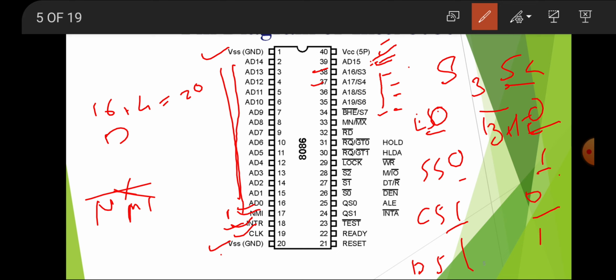Now we are moving towards the next, that is BHE. BHE stands for bus high enable. There is a bar on top, so when it is 0, then it is active. So how can it be used?